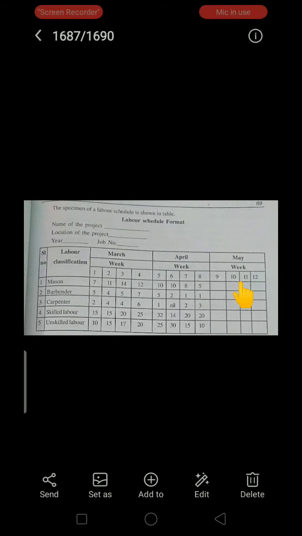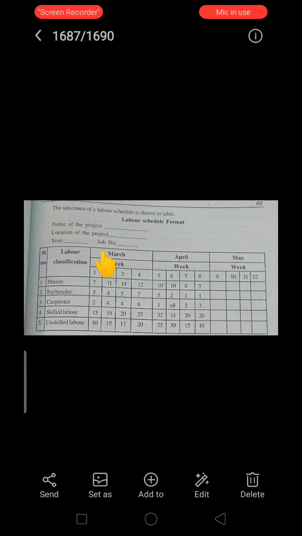Here is the format for the labor schedule. Same as before, the name of the project, location of the project, year and job number will exist. Here, instead of material, they are mentioning the labor: masons required, barbender required, carpenter required, skilled labor, unskilled labor. These are the categories of labor or manpower required for any construction work.